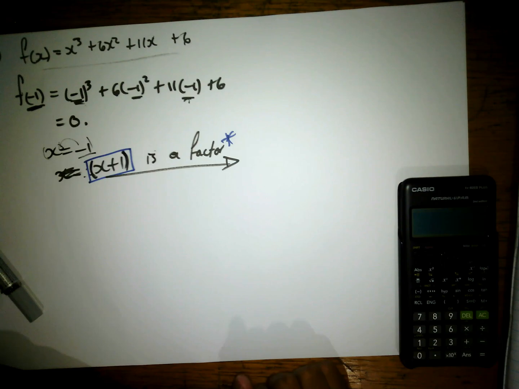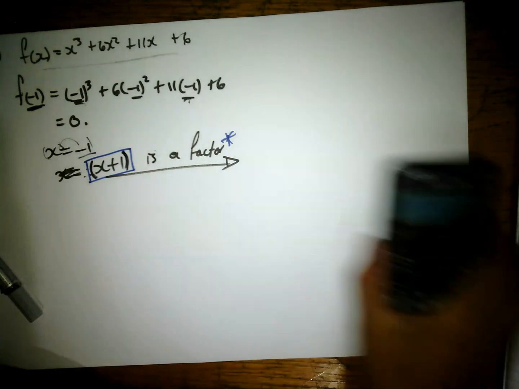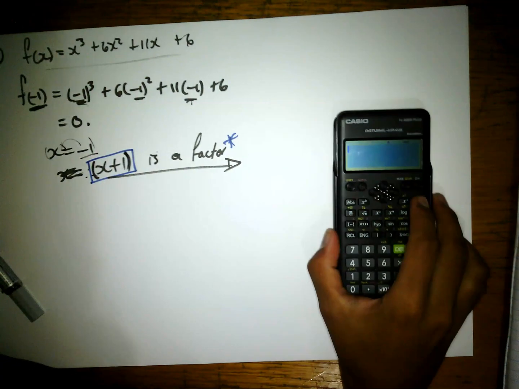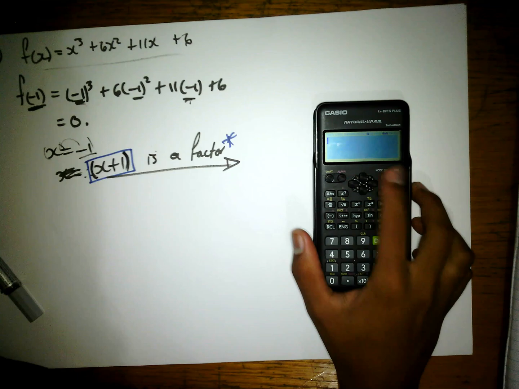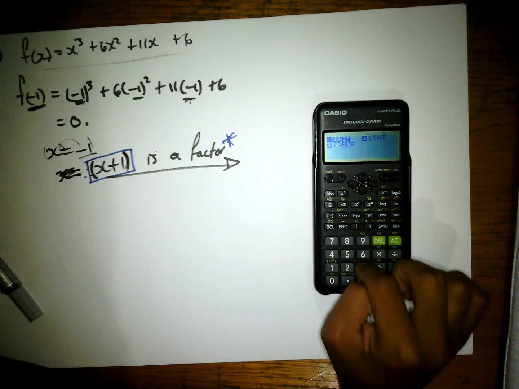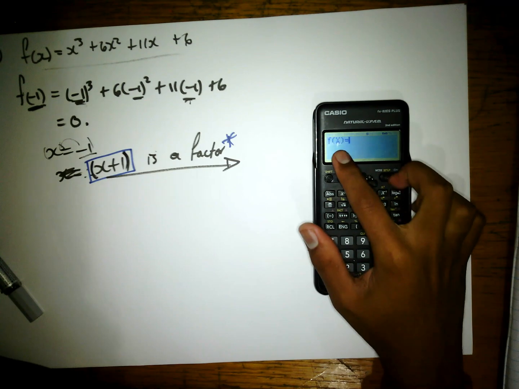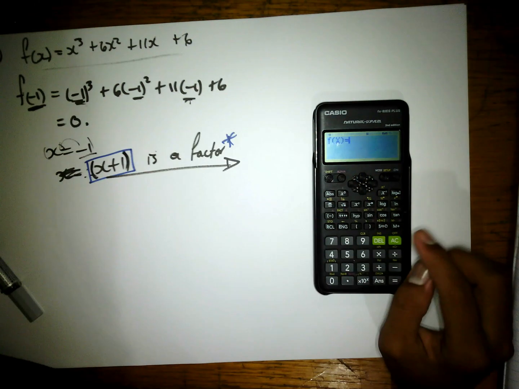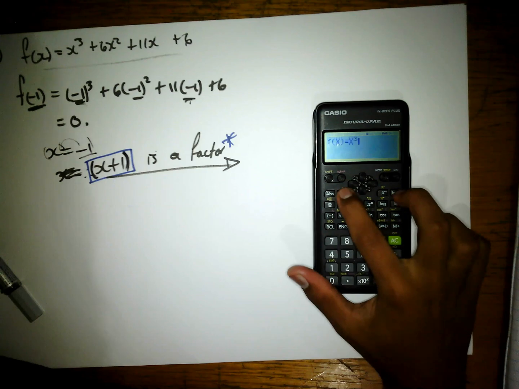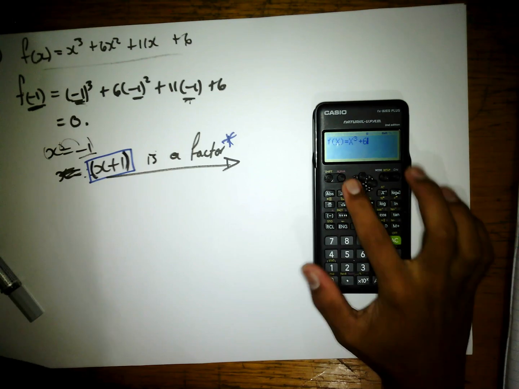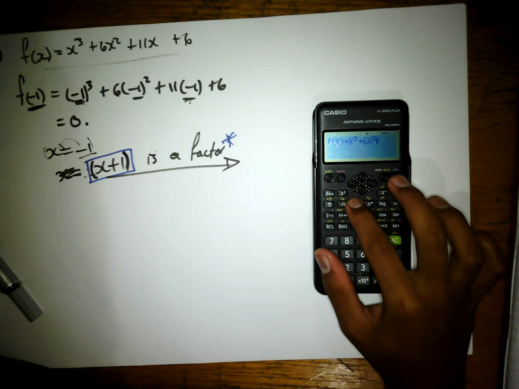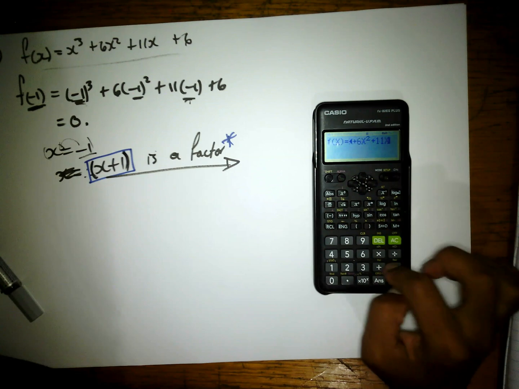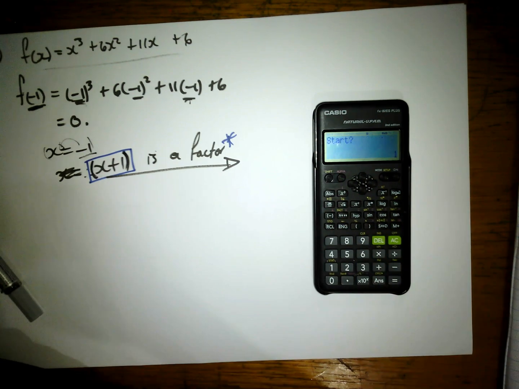So now I want to show you something regarding this calculator and this hint. Let's do this together. You say mode, table, number 3, f of x we have now. Now we're going to put this equation in the calculator. We're going to say alpha x cubed plus 6 alpha x squared plus 11 alpha x plus 6 equals.